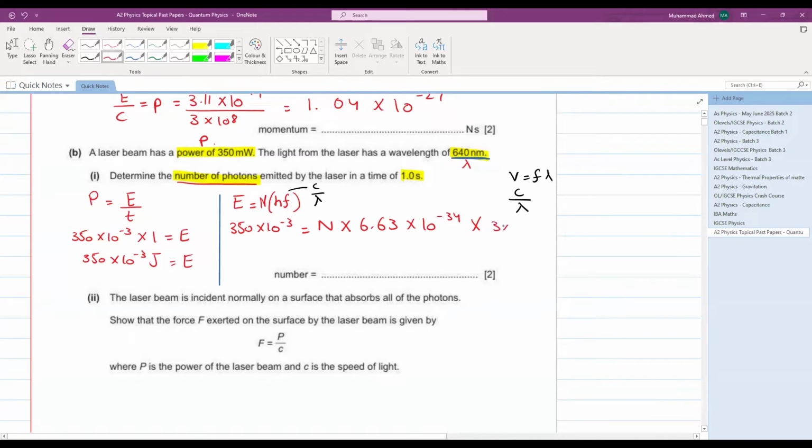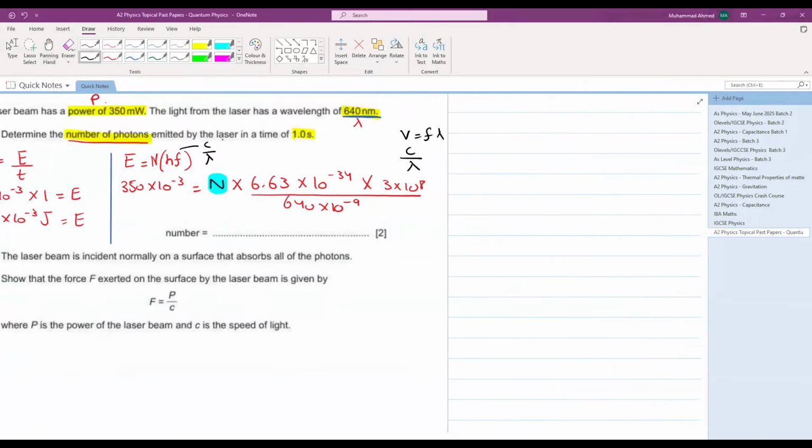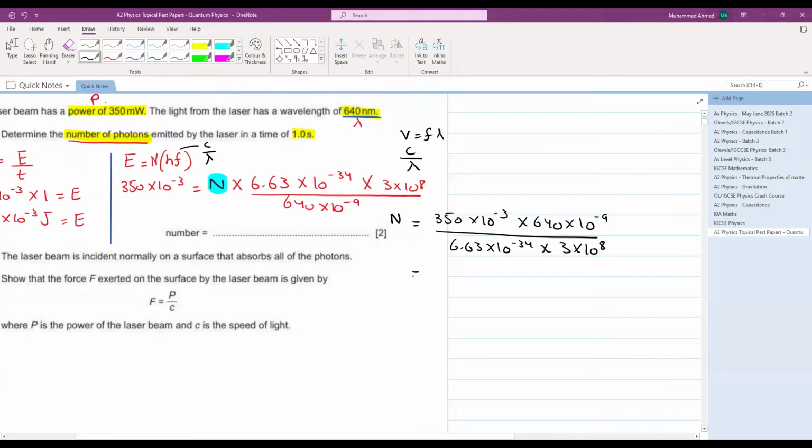So what is your c? 3 × 10^8. What is your lambda? Your lambda is 640 nanometers. If you observe this entire equation, only n is an unknown variable. You can easily calculate that. Rearrange this equation: 350 × 10^-3 multiplied by 640 × 10^-9, divided by 6.63 × 10^-34 multiplied by 3 × 10^8. You will get your answer for the number of photons. It comes out to be 1.1 × 10^18.